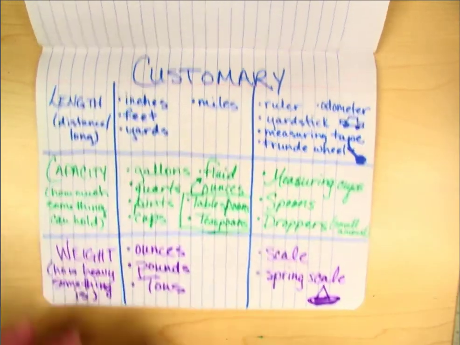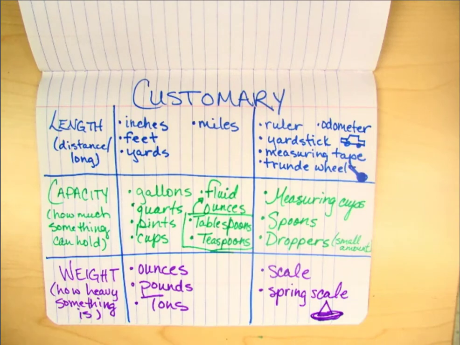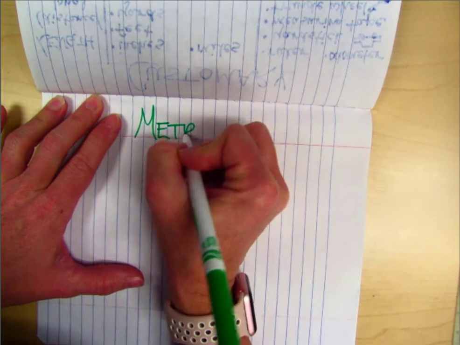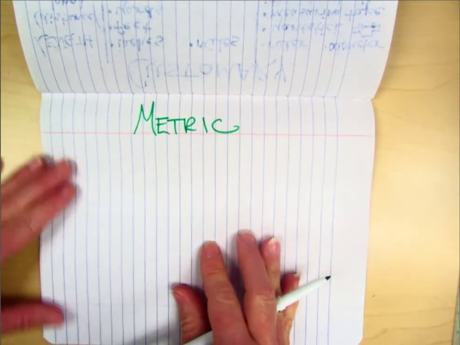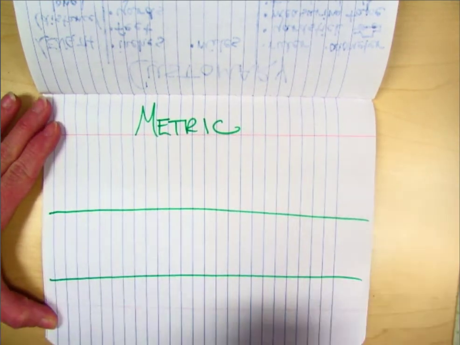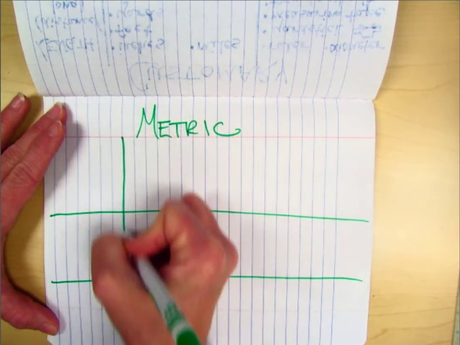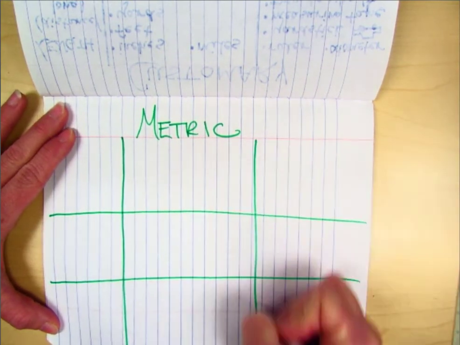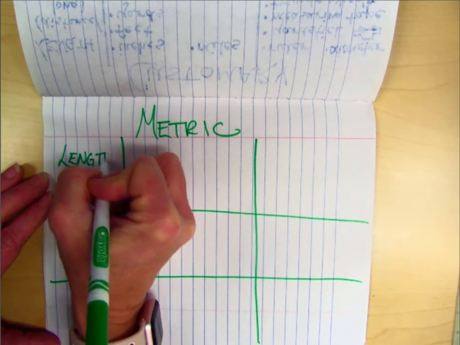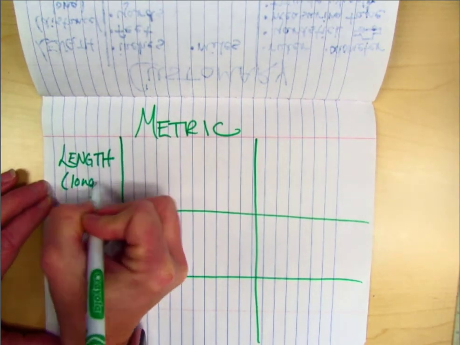Now we're going to talk about metric real quick. We're going to draw the same boxes again on another page. Again, customary is what we use in the US. Metric is what is used all throughout the world. I usually get a question as to why we use something different. That is a great question that I don't know the answer to. But we're going to look at length first. Again, length, think long, how long something is.